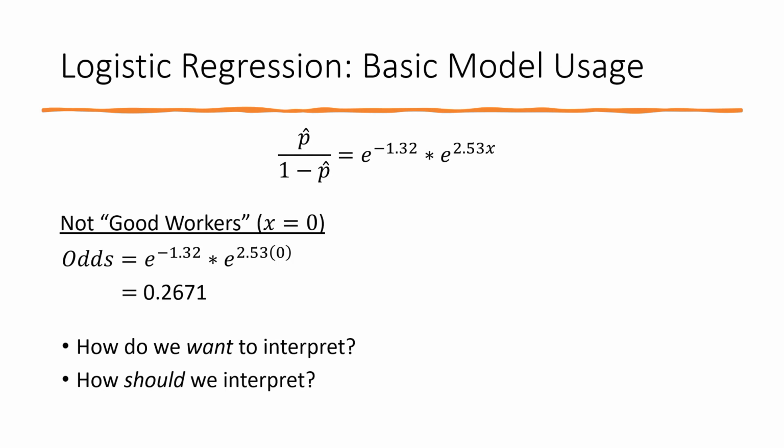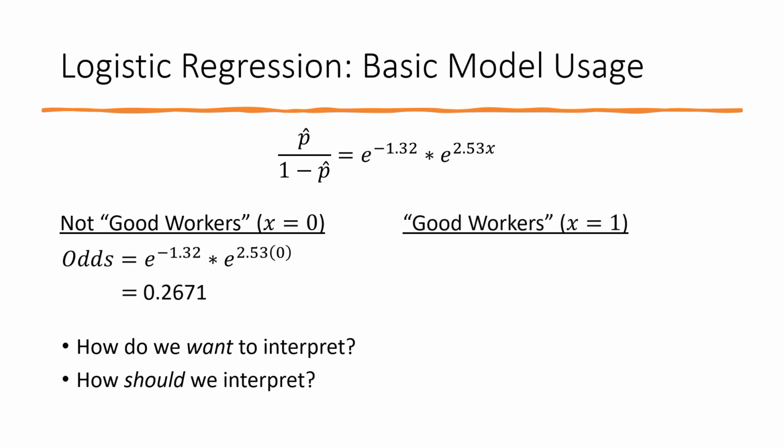And again, that's a rather complex interpretation, but I'll say it again. The odds of turning it in on time are 0.2671 for on time to 1 not on time. So for every 2.671 times we turn it in on time, we'd expect to turn it in once not on time.